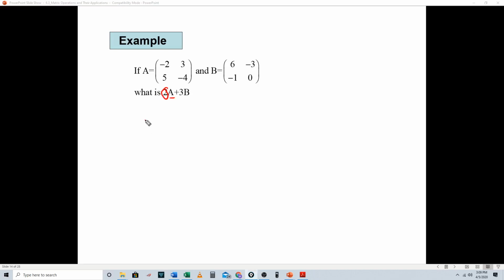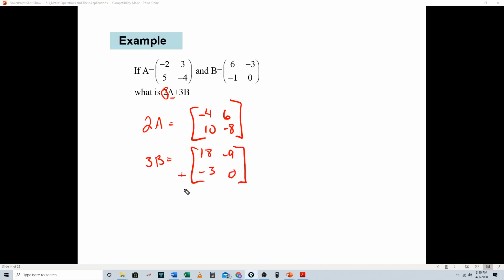by 2. So 2a would be 2 times -2, -4. 3 times 2, 6. 5 times 2, 10. -4 times 2, -8. Right? 3b means everything in b gets multiplied by 3. So times 3, times 3, times 3, times 3 gives you 18, -9, -3, and 0.